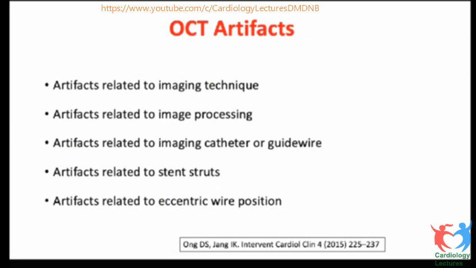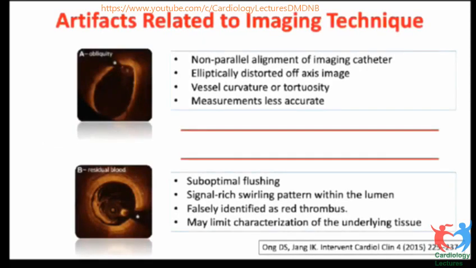We will start with artifacts related to imaging techniques. There are two artifacts. First one is called obliquity artifact. For you to get this round type of image, your imaging catheter has to be parallel to the vessel. So you just see that there is one wall, the other wall, and the imaging catheter is parallel to the walls, and you get the nice round image like this.